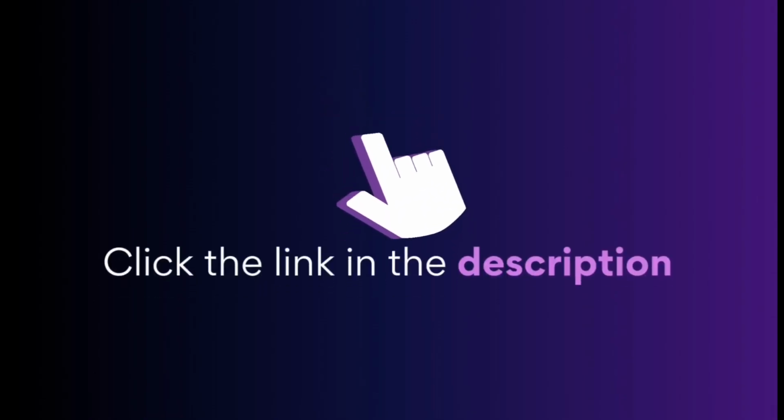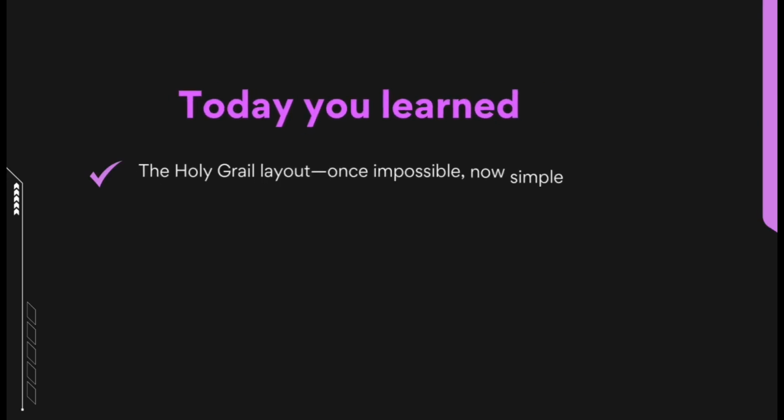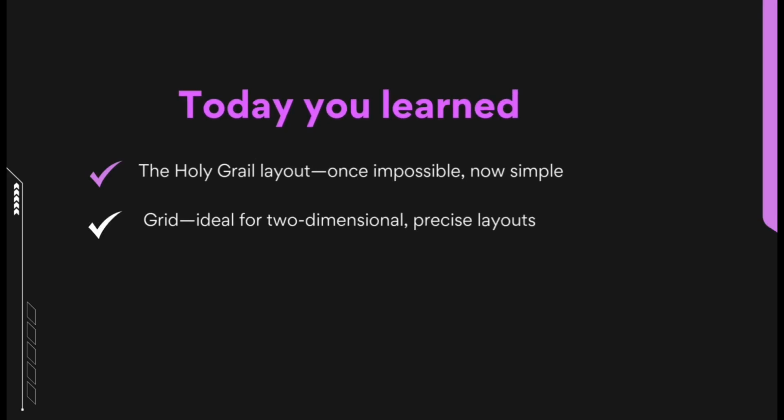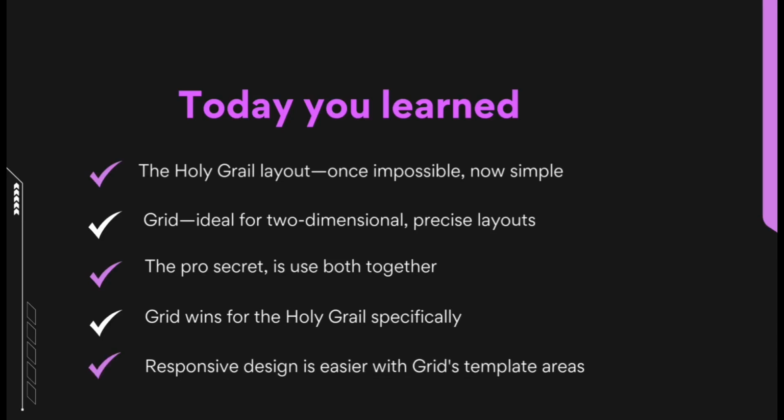We've covered a lot today. Let me recap the key takeaways. The Holy Grail layout. Once impossible, now simple. Flexbox. Perfect for one-dimensional, content-aware layouts. Grid. Ideal for two-dimensional, precise layouts. The pro secret? Use both together. Grid wins for the Holy Grail specifically, and responsive design is easier with Grid's template areas.